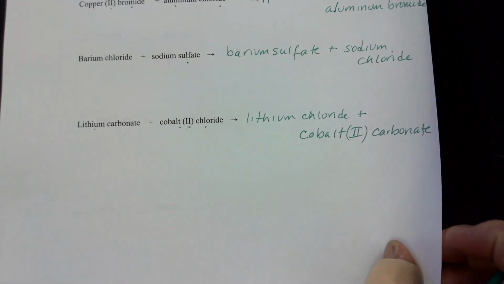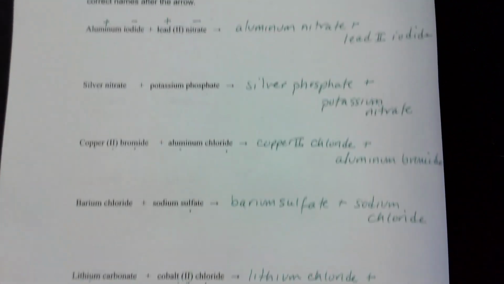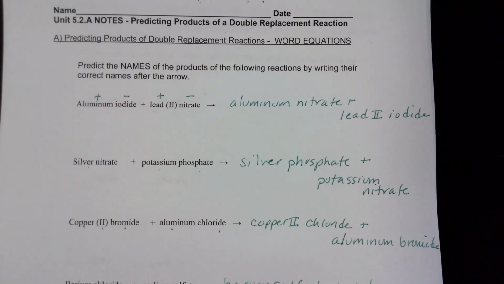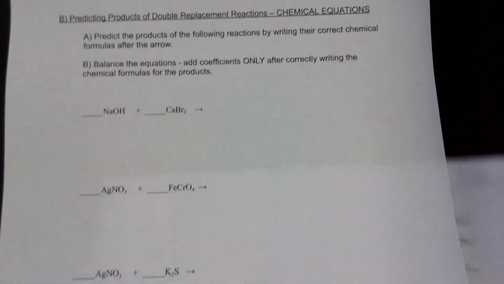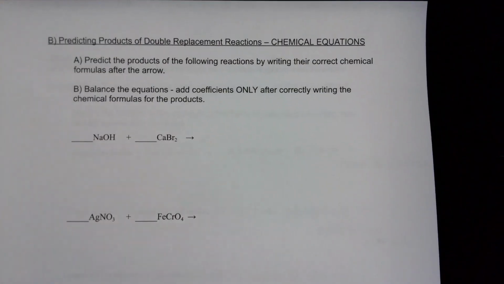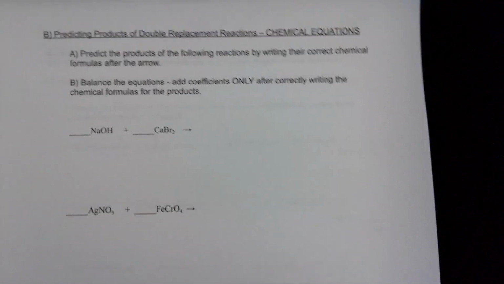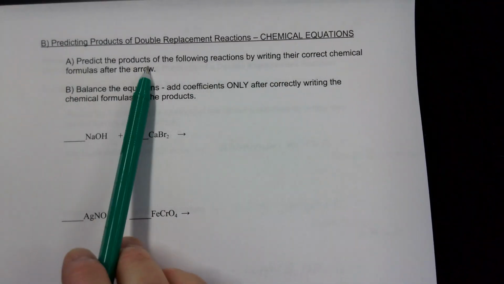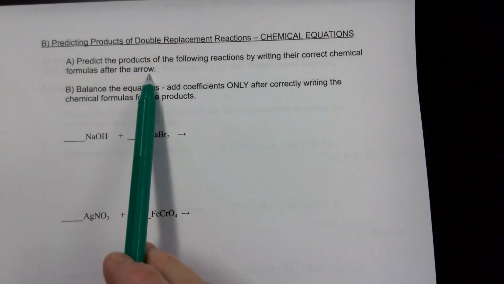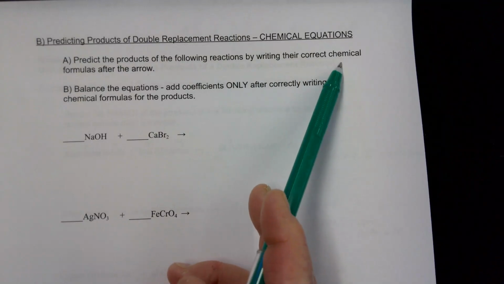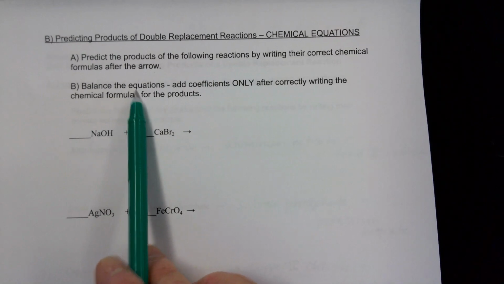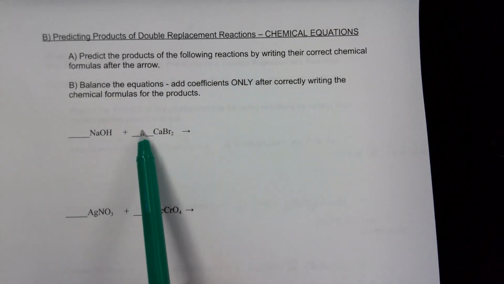Okay, so predicting the names of the products is very straightforward. You really are literally just mixing them up, making sure to keep the cation written first. It can get a little more complex when you are doing this with chemical equations. So we're going to break it down. We've got two things we're going to do here. We're going to predict the products of the following reactions by writing their correct chemical formulas after the arrow. And then and only then, once we have both compound formulas written, we are then going to balance the equations by putting coefficients in. Okay?